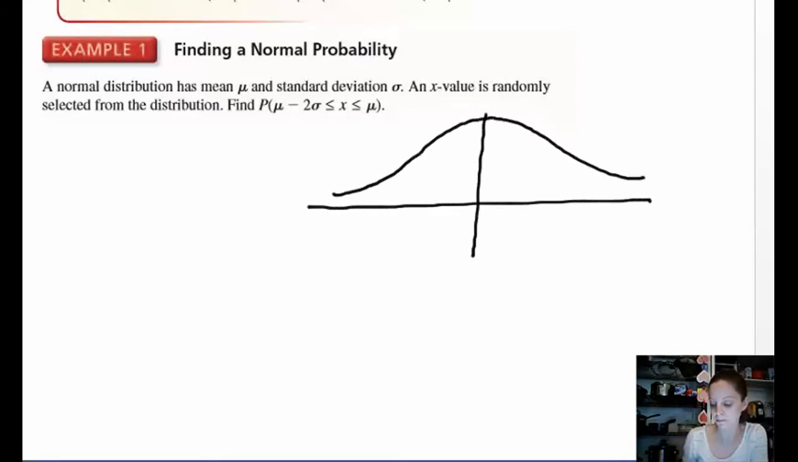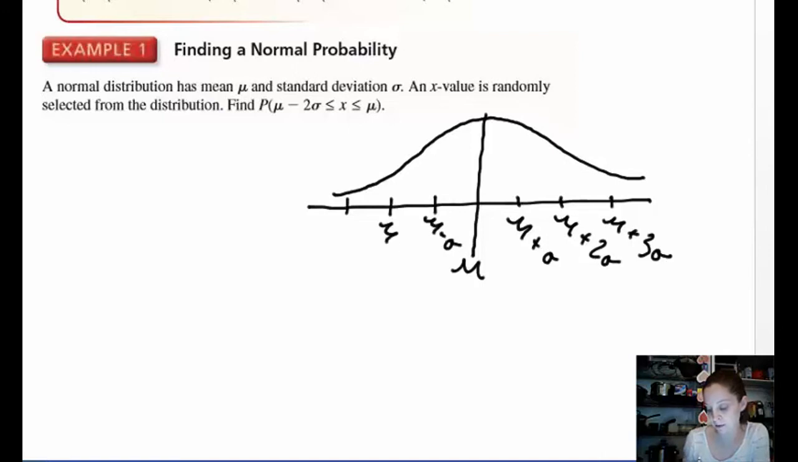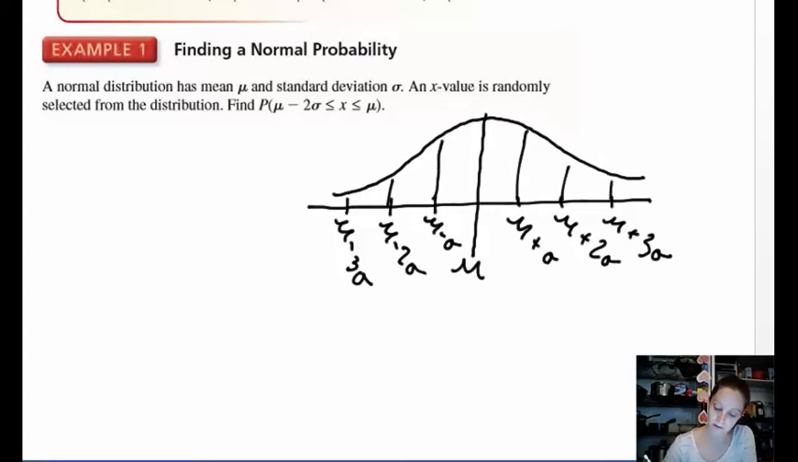It helps me to have a visual. So mu is the mean, right? And sigma is a standard deviation. So we have mu plus sigma is 1 standard deviation, mu plus 2 sigma is 2, mu plus 3 sigma is 3 standard deviations above the mean. We can do the same thing below the mean. And this time it is mu minus sigma, mu minus 2 sigma, mu minus 3 sigma. Okay. So we want to know that x is between mu minus 2 sigma and mu.